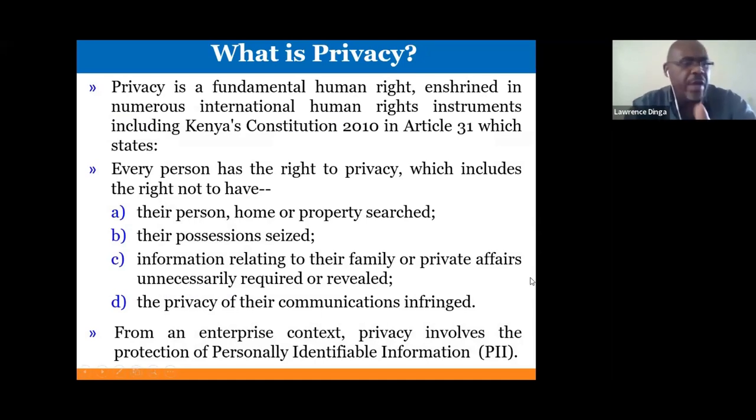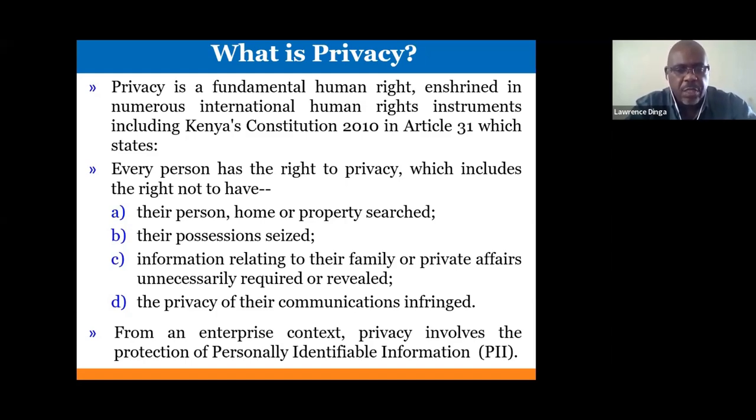So last time we were talking about privacy, and we introduced what privacy is. What we said is that privacy is a fundamental right enshrined in numerous international human rights instruments, including the Kenyan Constitution, where you can find the issue of privacy in Article 31, which has four bullets that you can see, A to D. And you can see that when we are talking about privacy, there are two aspects of privacy. The physical privacy, when we talk about people, their person, home, or property searched, their possession seized. And then in C, you can see that information related to their family and private affairs are unnecessarily required or revealed.